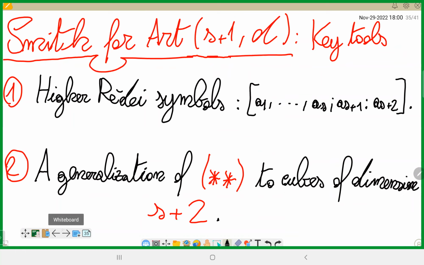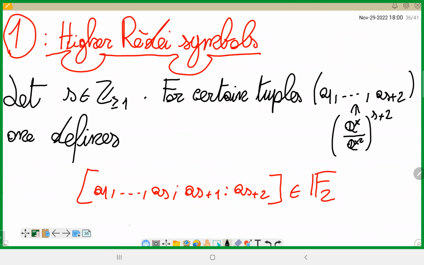And the generalization of Smith to higher pairings is to consider higher dimensional cubes, a higher version of the Rayleigh symbol, and a generalization of this equation star-star to higher dimensional cubes. And let me not go into the details of the higher Rayleigh symbol, but it's again a symbol that is defined in terms of a field depending on the first s+1 entries, and then you take the Artin symbol of the last one.